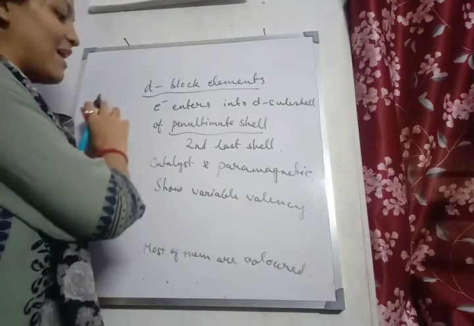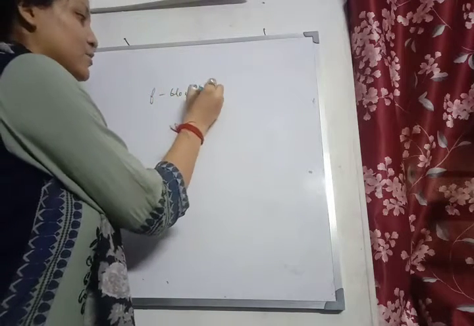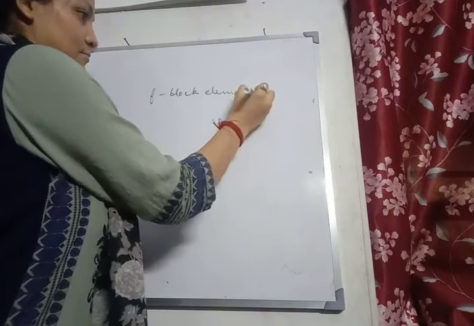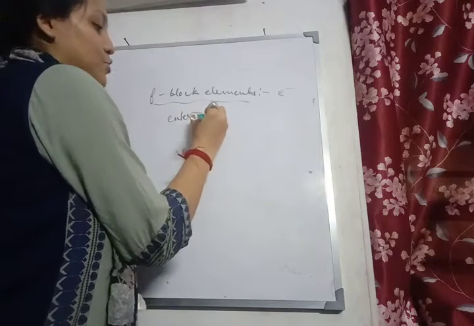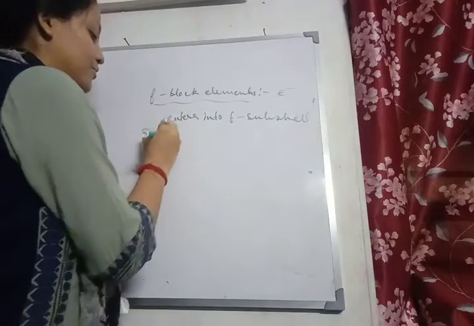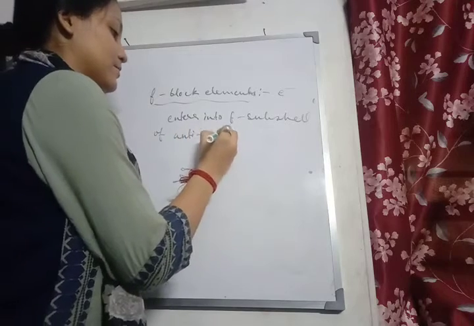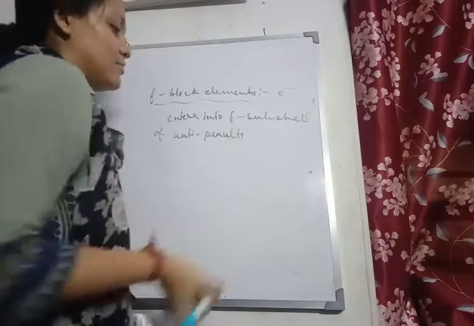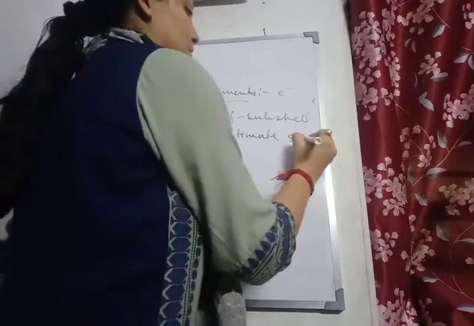Now we shift to the F block elements. What are they? F block elements are where the electron enters into the F subshell of the anti-penultimate shell. Anti-penultimate shell means the third last shell.